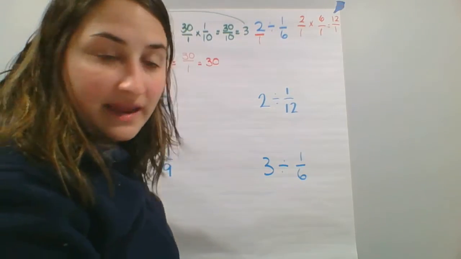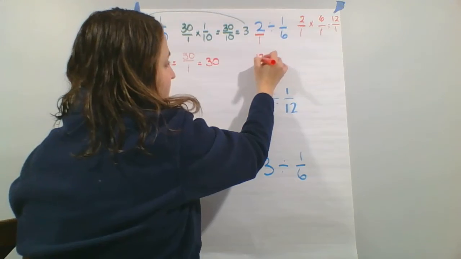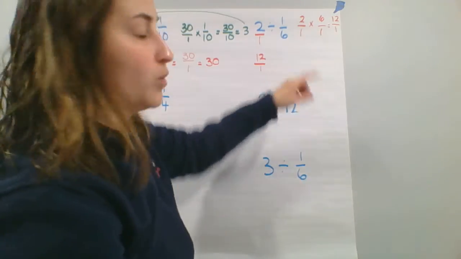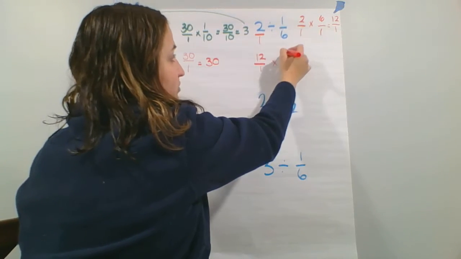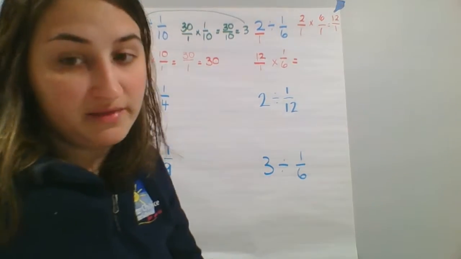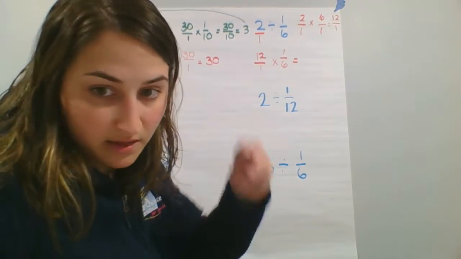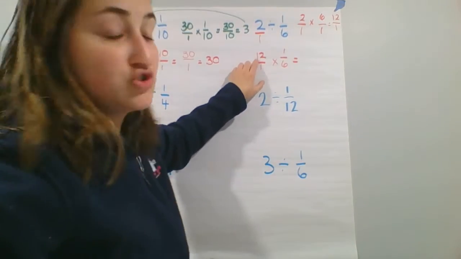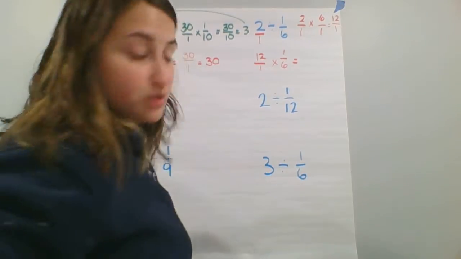And let's check our answer by taking the 12 over 1. We're going to multiply it by our fraction, which is 1/6. We do not do keep, change, flip on this because we're multiplying. So we just go straight across on the top and straight across on the bottom. So this should equal our whole number, which was 2.